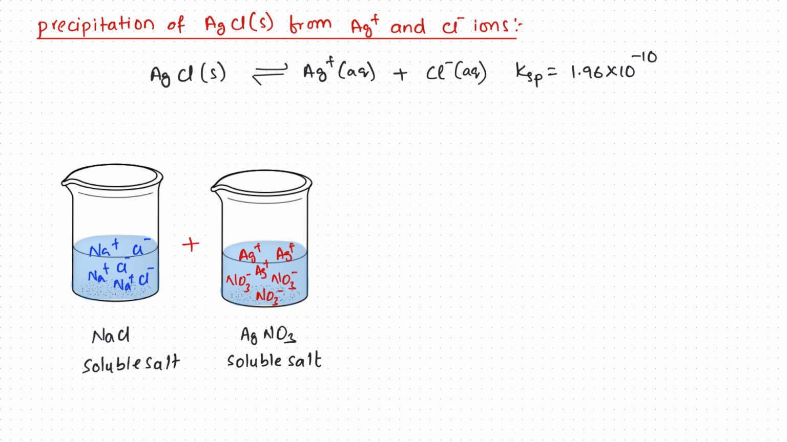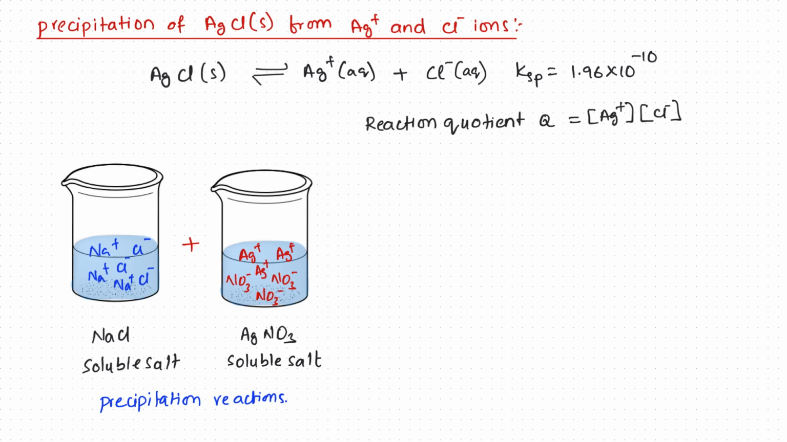The attraction between the Ag plus and Cl minus ion is greater than the attraction between the individual ions and the water molecules. Therefore, Ag plus and Cl minus ions combine to form AgCl precipitate. These kinds of reactions are called precipitation reactions. For a precipitation reaction to occur, there should be a sufficient amount of ions present in the solution. In order to predict if the precipitate forms or not, we need to calculate the reaction quotient Q.